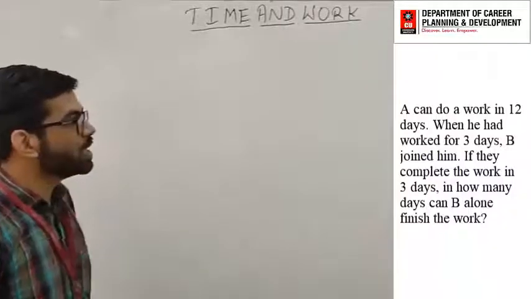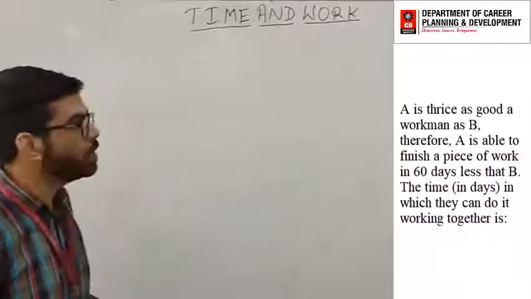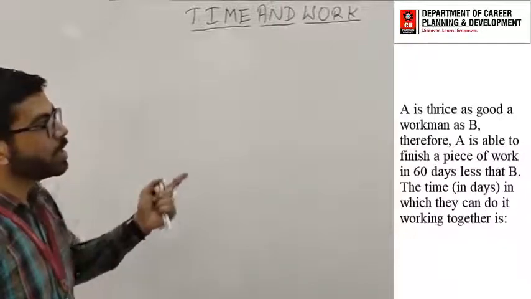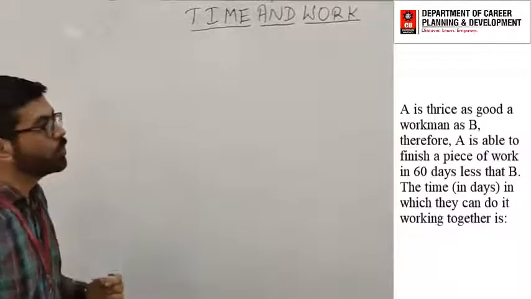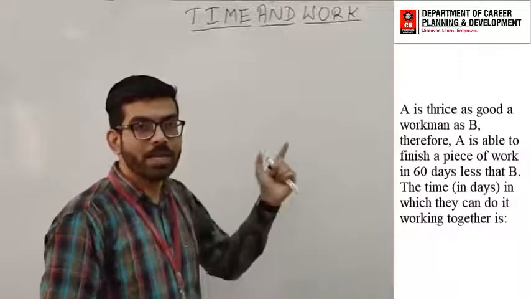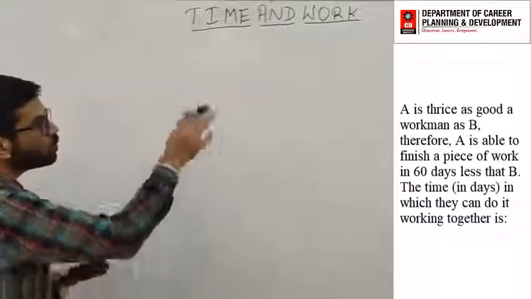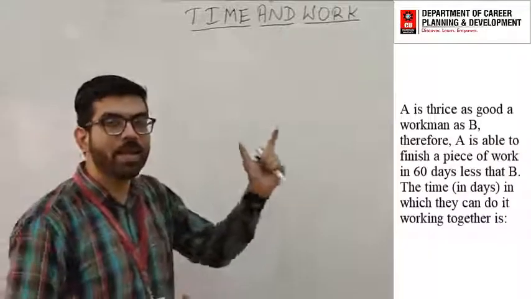The next question says that A is thrice as good a man as B. Then A takes 60 days less than B to do the job. So A and B together will take how much time to complete the job? To solve this type of question, you need to understand the relation between time and efficiency.